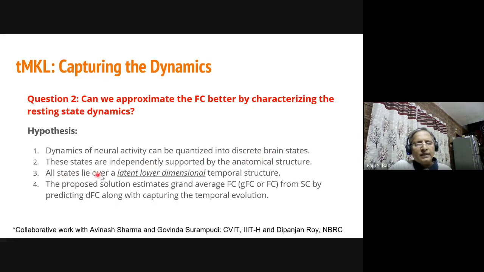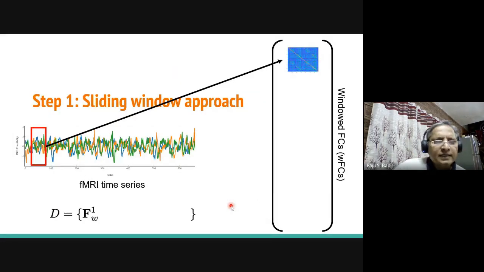Further, we assume that these discrete states lie over a lower dimensional subspace that we can try to uncover. Then we can propose a solution for predicting the average FC from the structural connectivity by predicting dynamic functional connectivity, with temporal evolution in this lower dimensional brain state space. I'll make this clearer in the next slides.